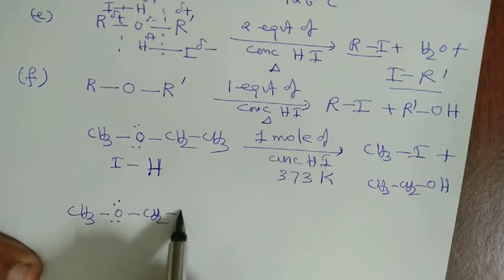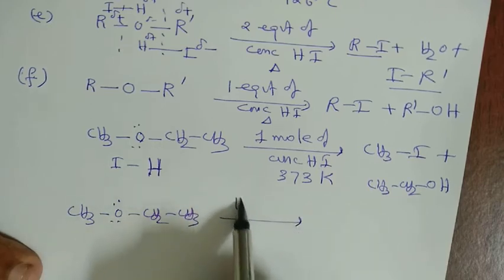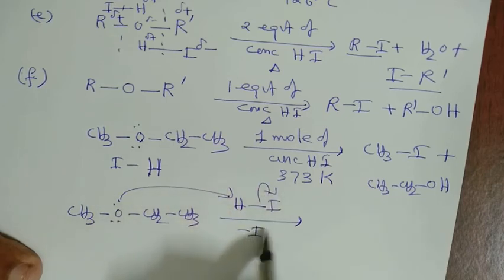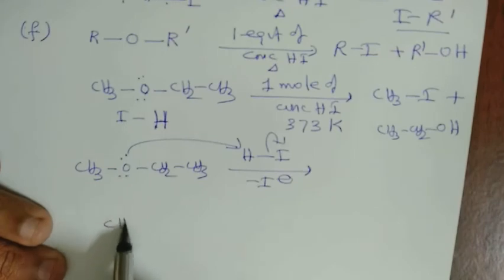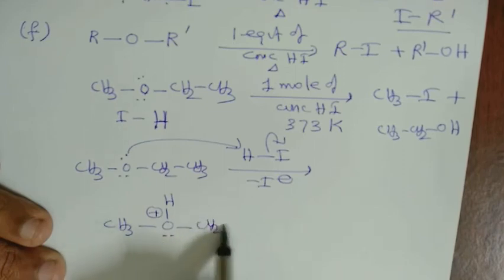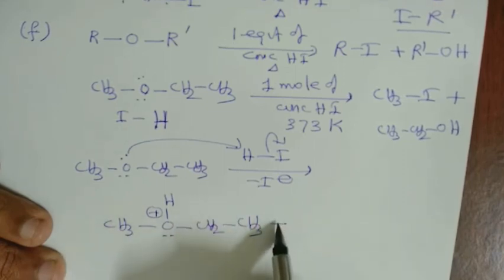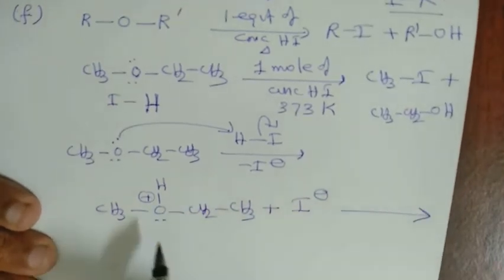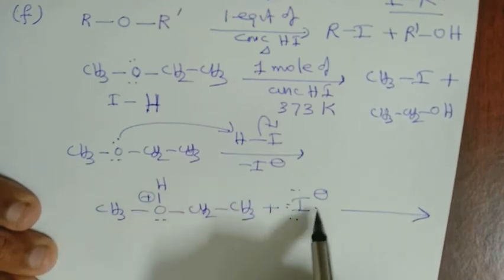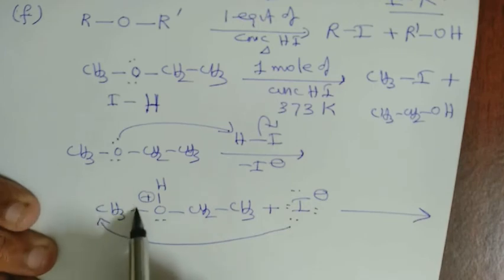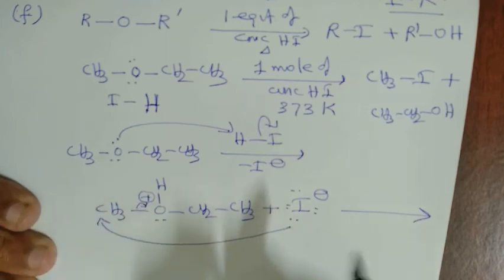CH3OCH2CH3 is first of all protonated by concentrated HI, giving a protonated ether. This protonated ether undergoes an SN2 reaction. The iodide ion present in the medium selectively approaches the least hindered carbon atom. Simultaneously, the carbon-oxygen bond undergoes cleavage.